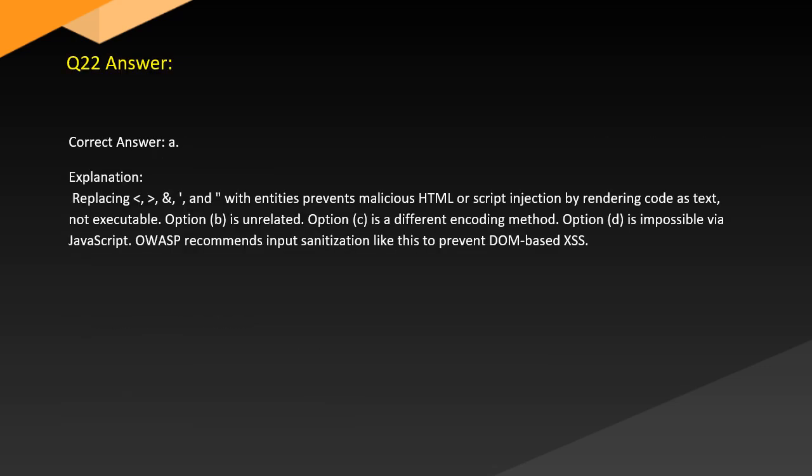Answer. Correct answer: A. Explanation: Replacing characters with entities prevents malicious HTML or script injection by rendering code as text, not executable. Option B is unrelated. Option C is a different encoding method. Option D is impossible via JavaScript. OWASP recommends input sanitization like this to prevent DOM-based XSS.